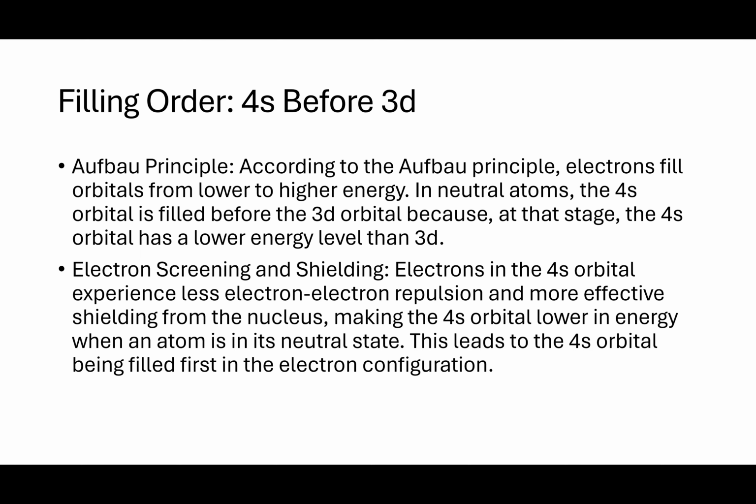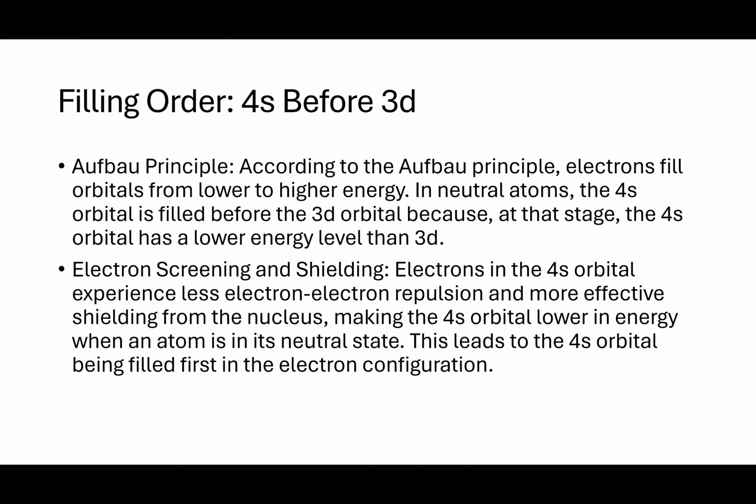In neutral atoms, the 4s orbital is filled before the 3d orbitals because at that stage, the 4s orbitals are lower energy than the 3d. Electron screening and shielding has something to do with it. Electrons in the 4s orbital experience less electron-electron repulsion, and more effective shielding from the nucleus, making the 4s lower in energy when an atom is in its neutral state.